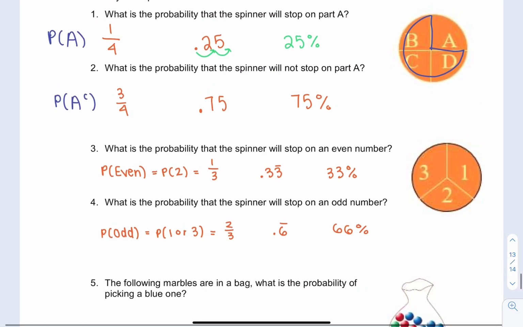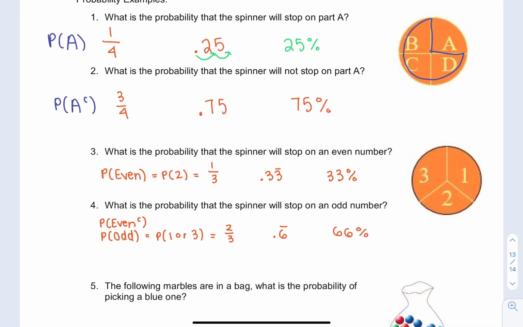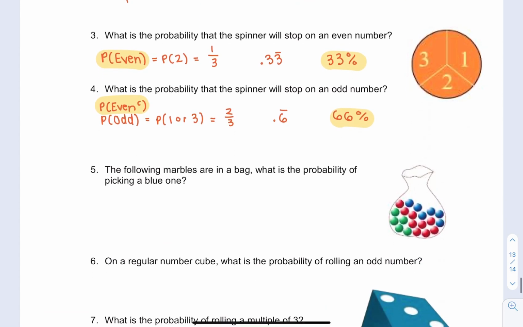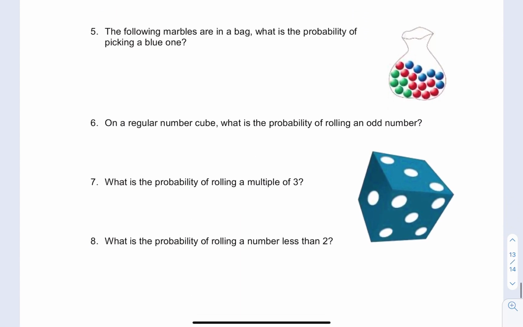Something really cool is that if you look at an event and its complement, they add to 1. So notice the probability of A and the probability of not A, 25 plus 75, add to 1, or 100%. The probability of even and the probability of not even also add to 1. So that's just a pretty cool thing that happens with probability.